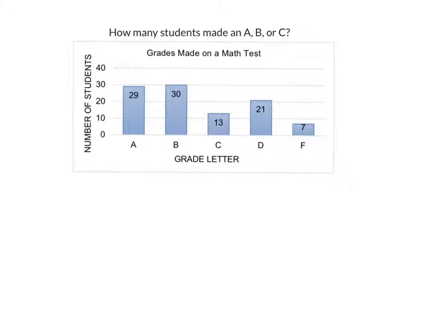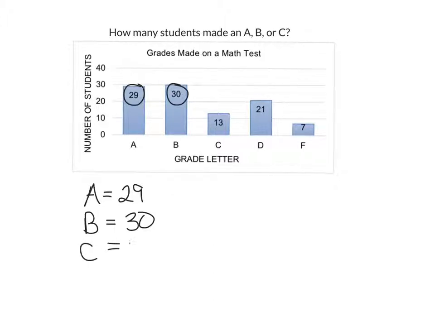How many students made an A, B, or C? So we want to find the total number of students that made an A, B, or C. So first we need to identify the number of students that made each of these grades individually. So 29 students made an A, 30 students made a B, and 13 students made a C.